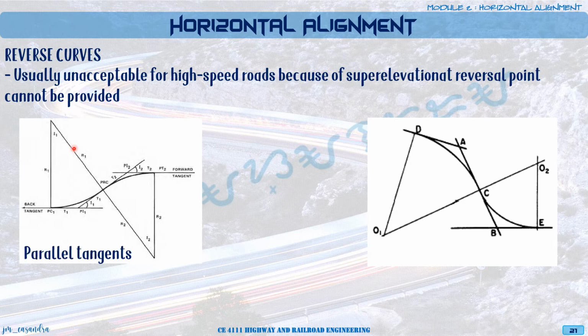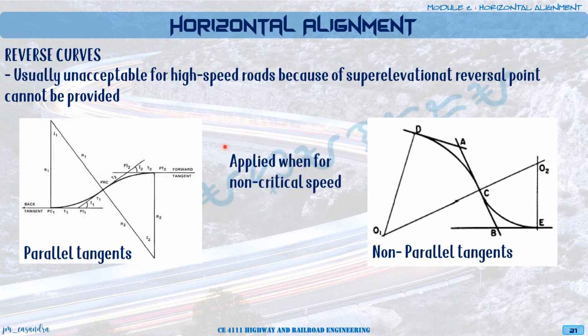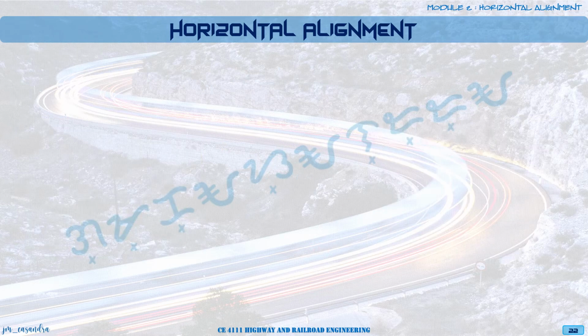Okay? So for the two types of reverse curve, we have here your parallel tangents. So reverse curves with parallel tangents. And then we also have non-parallel tangents. So this will now apply for non-critical speeds. Okay? So low speed roads. So the analysis for reverse curves will be somewhat different from our analysis for simple curves and compound curves. So in that case, let us solve an example for reverse curves.